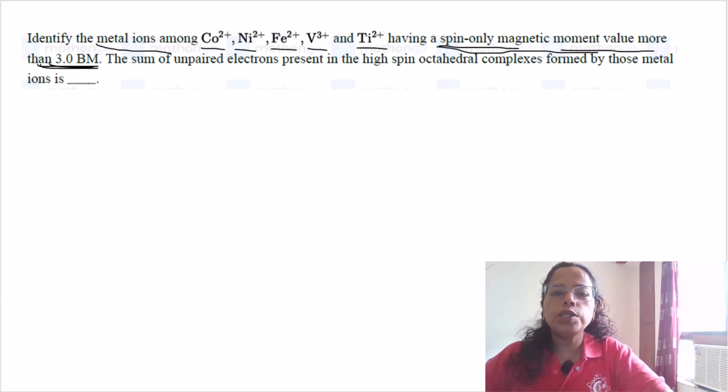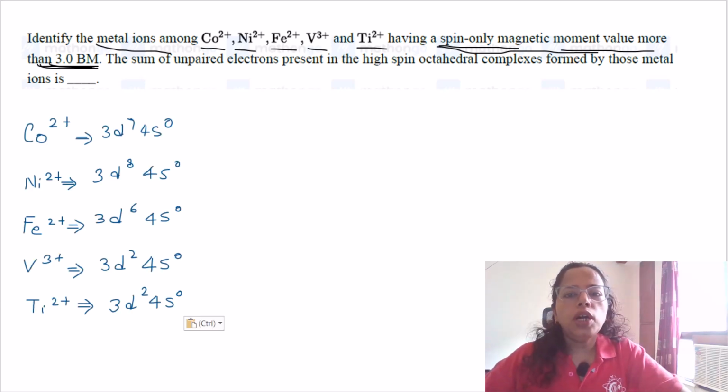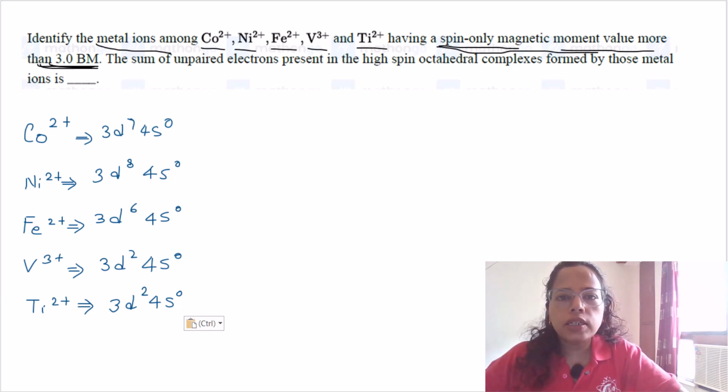So in order to do the first part of the question, we have to write the electronic configurations of the metal ions in their given oxidation states. So now you can see here that I have written the electronic configurations of the given ions in their given oxidation states. You can see here, cobalt in the +2 oxidation state has 3d7.